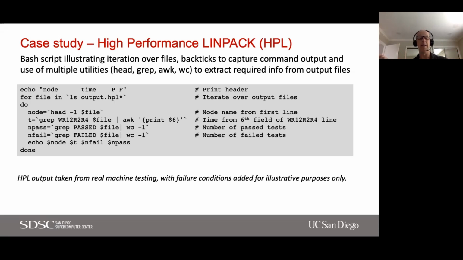Pipe that through wc -l. The reason we have to do that is, we didn't do it in our particular case, but sometimes you could do multiple tests within a single run. We also get the number of fails, and then finally we print that all out. And I just want to add that when we did the testing, none of the hardware on Voyager failed the HPL test. I just added some failure conditions to the files in the repo for illustrative purposes.